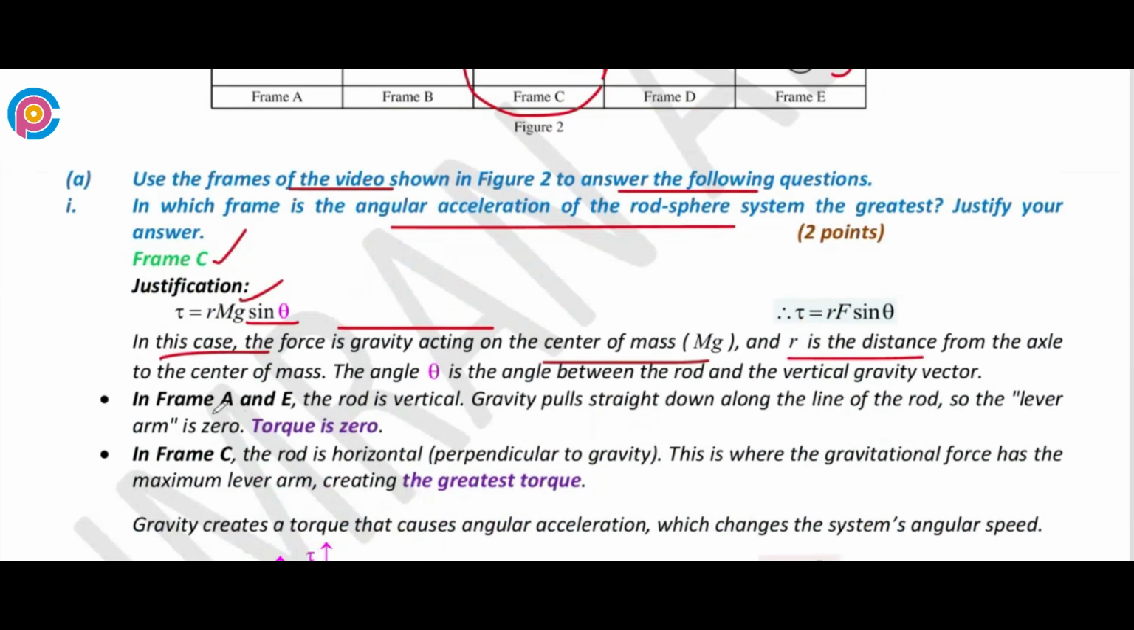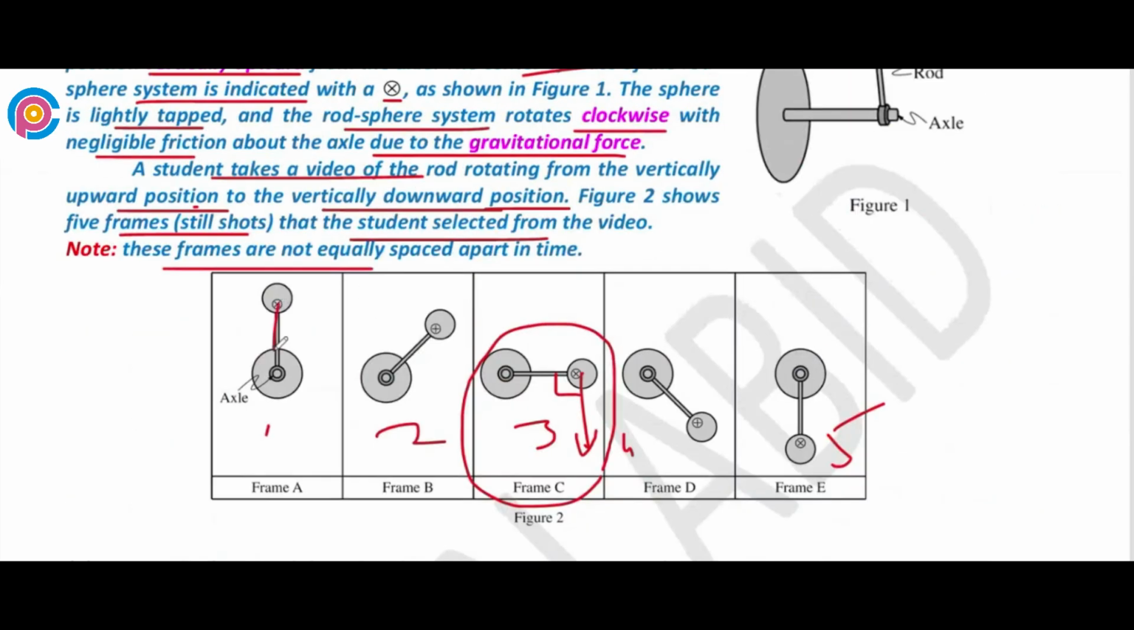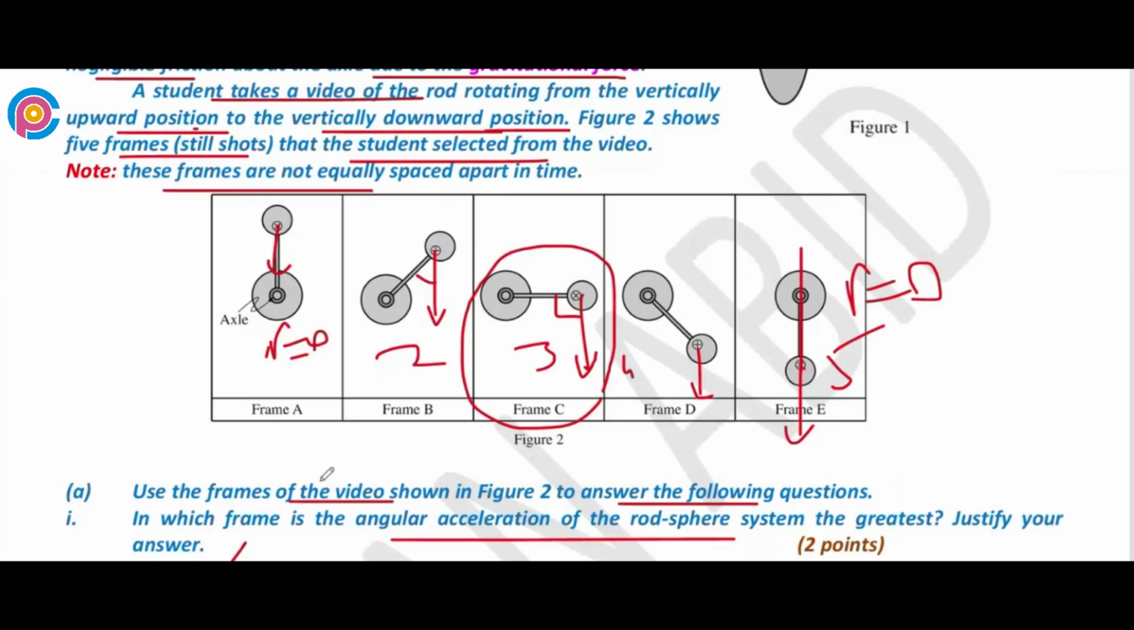Now in frames A and E, the rod is vertical, and gravity pulls straight down along the line of the rod, so the lever arm is zero, and torque is zero. As you compare, the gravity here passes through the axis, so R is zero in this scenario. In this scenario also the force of gravity passes through the axis of rotation, so R is again zero. And in this case, the theta is not equal to 90, it is less than 90, so that does not give the maximum answer.